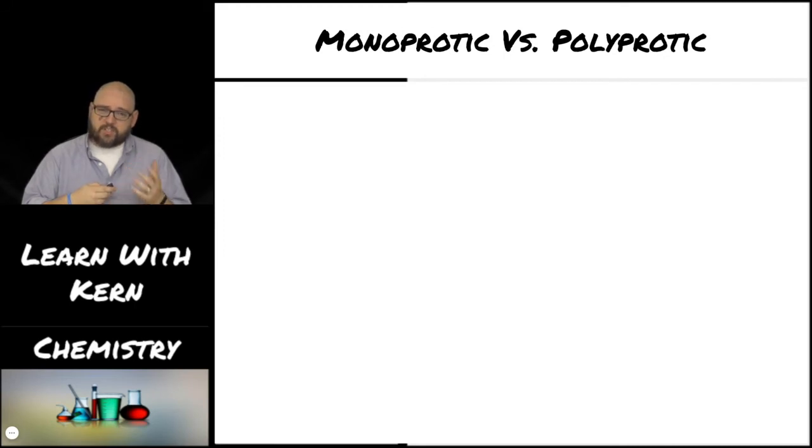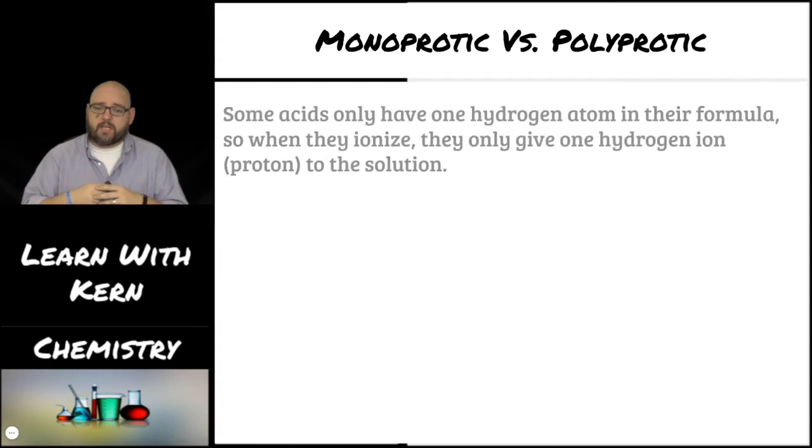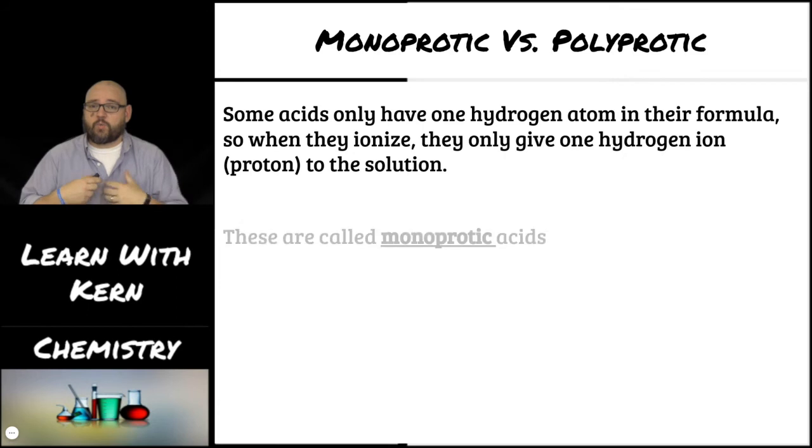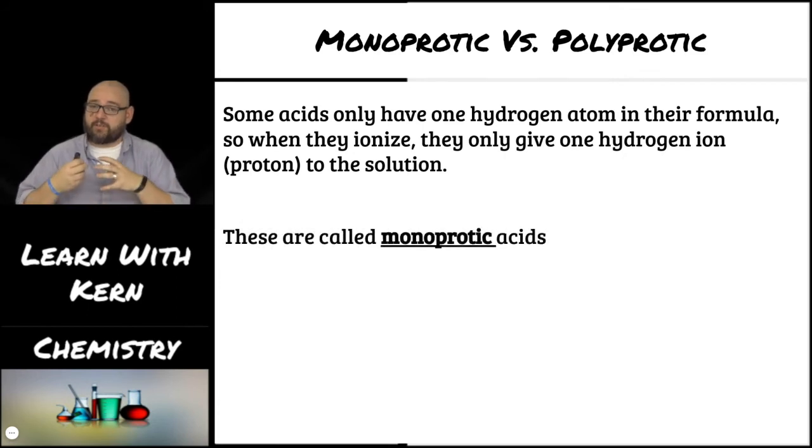So we have these two different types of acids, monoprotic versus polyprotic. Some acids only have one hydrogen ion or atom in their formula, so when they ionize, they can only donate one hydrogen ion to the solution. We call these monoprotic because they only have one proton. Remember, a hydrogen ion is a proton. So they're monoprotic, meaning they have only one proton.